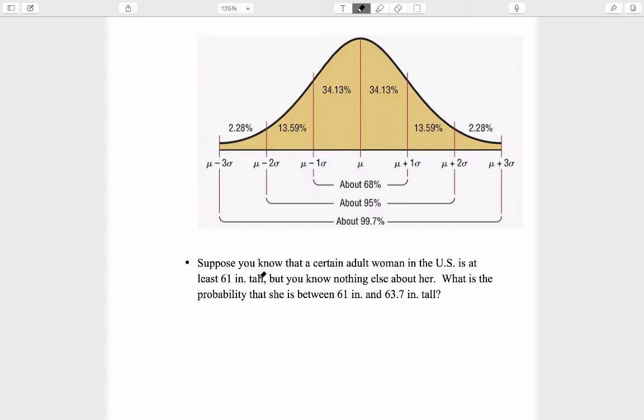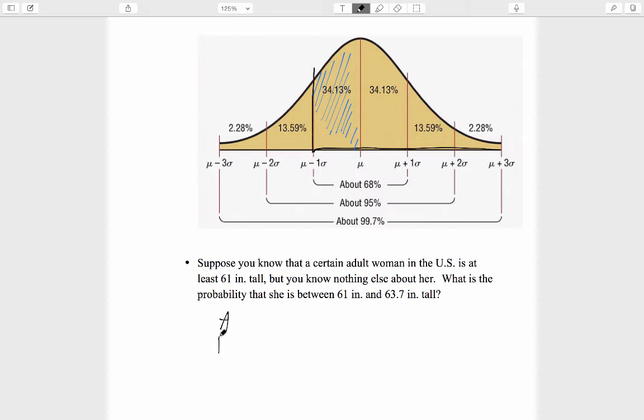The fact that we already know that she is at least 61 inches tall means that we are not randomly selecting someone from the entire population, but just from a certain subset of the population, consisting of those whose height is at least mu minus 1 copy of sigma. So everyone from mu minus 1 copy of sigma up is the subpopulation that we are randomly selecting from. The event that we're interested in is the event that she falls within this range between mu minus 1 copy of sigma and mu itself.